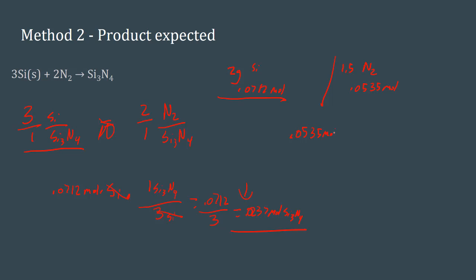Now if we do that same thing with nitrogen, so we have 0.0535 moles nitrogen, and I multiply by this mole ratio, times 1 Si3N4 per 2 N2, and so I take my 0.0535 and divide it by 2, and I get 0.02675. So what that's saying is silicon can only produce this much, whereas nitrogen that I'm given can produce this much. Well, I can only produce as much as the least amount, and so my limiting reactant is again silicon.